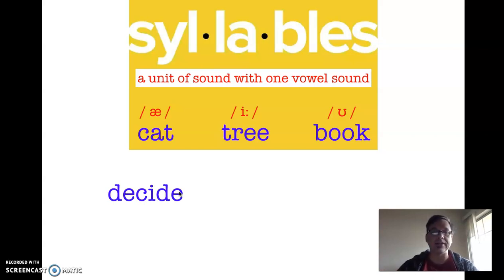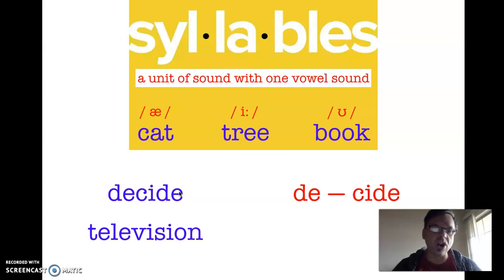Decide, right? Did you decide what you'd like to eat? Decide. How many vowel sounds do you hear? There are two. And we're going to split the word like this, so we're not going to use the symbols here. So D, side, two symbols. Decide.